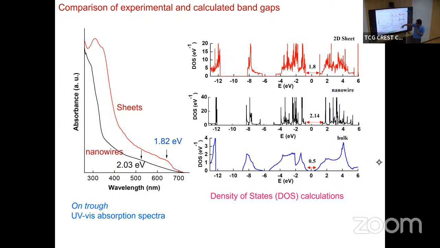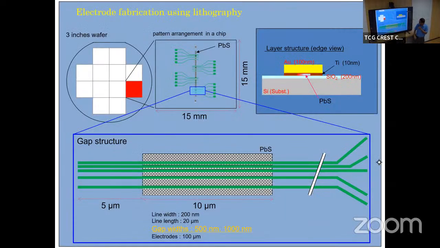So we compared that with the density functional theory. Actually, you also see a similar kind of trend. The nanowire is showing something like 2.14 electron volt in comparison to 1.8 electron volt for the two-dimensional sheets. So once you have fabricated a large area two-dimensional sheet, it gives you the opportunity to fabricate electronic devices.